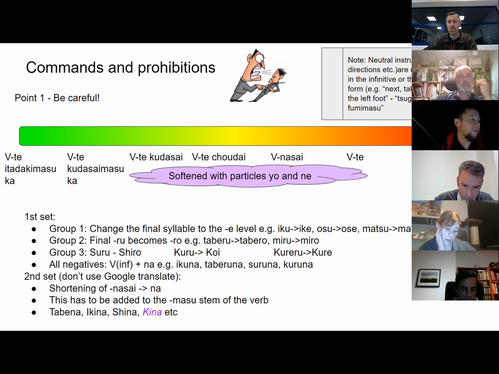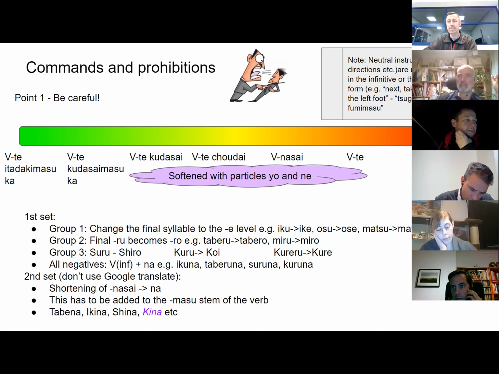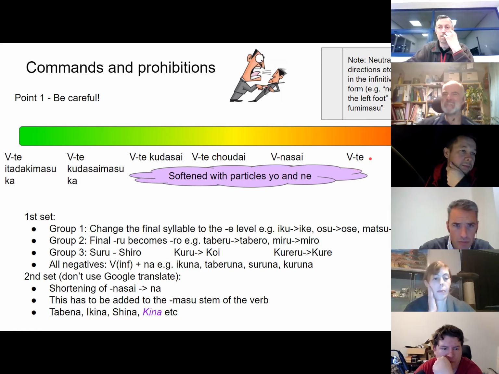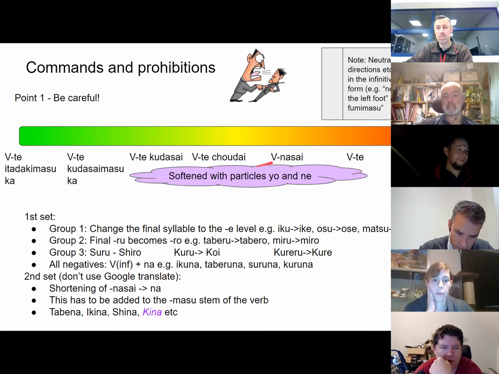Okay, thank you. The first set is by far the strongest set. This is the most red of them all. The second set is a little bit more like yellowy orange, really. So close to te form? Yes, you're right, somewhere around here. Te is also quite strong, actually. It's probably somewhere around here. Oh, okay. Just next to nasai, actually.